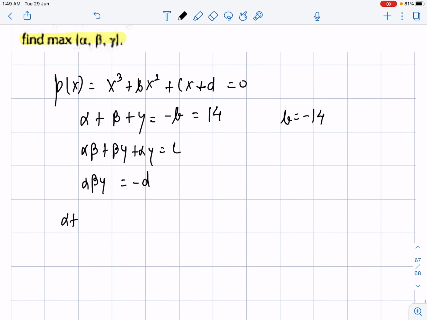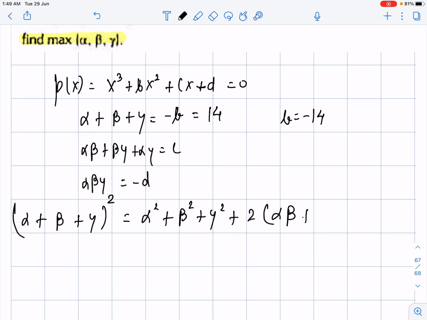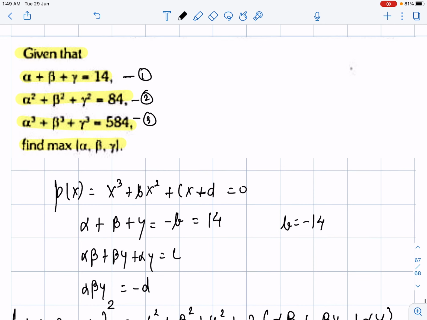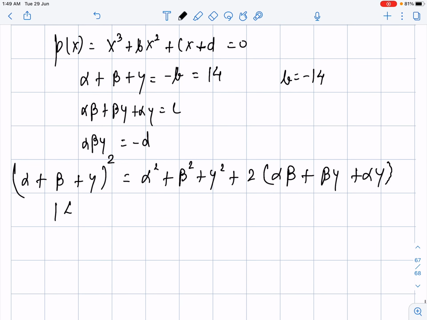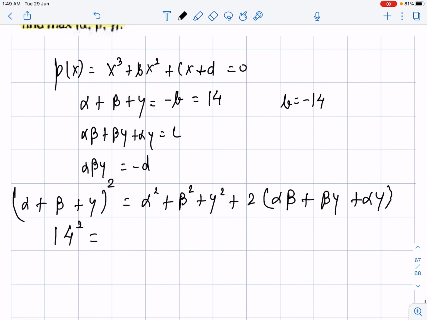So we have one identity, alpha plus beta plus gamma the whole square, that is alpha square plus beta square plus gamma square plus 2 times of alpha beta plus beta gamma plus alpha gamma. So guys, we do know one thing. Alpha plus beta plus gamma is 14, square it will be becoming. And alpha square plus beta square plus gamma square is 84 we are knowing, plus 2 times of alpha beta plus beta gamma plus alpha gamma.